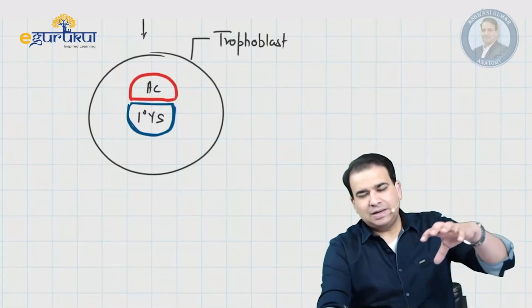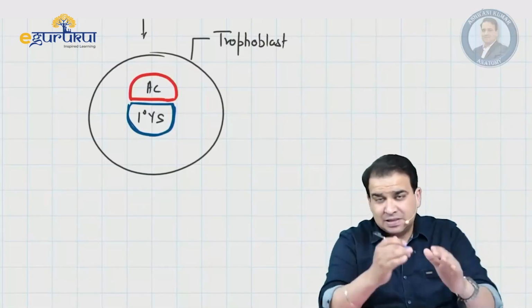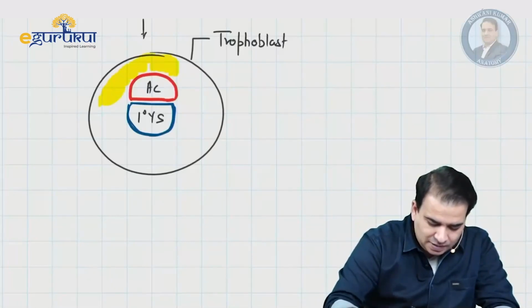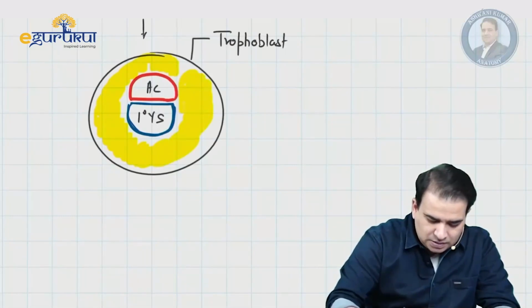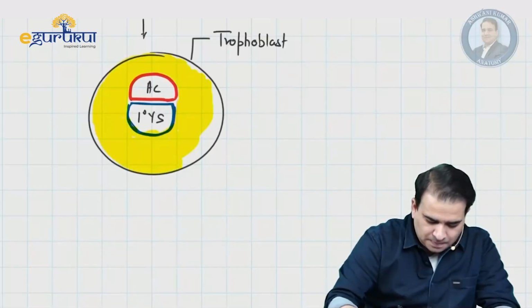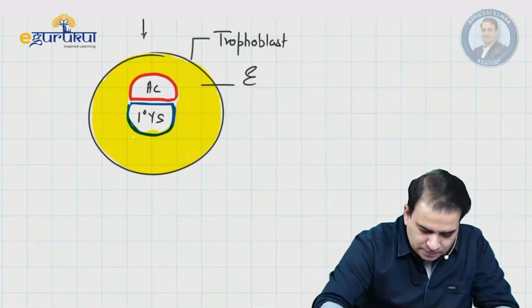So that's what we said, that outside the amniotic cavity and the primary yolk sac, but inside the trophoblast, the mesoderm is formed, and this mesoderm, the one I'm highlighting here, is called extra-embryonic mesoderm. This is the extra-embryonic mesoderm. There we go. Let me label it for you.